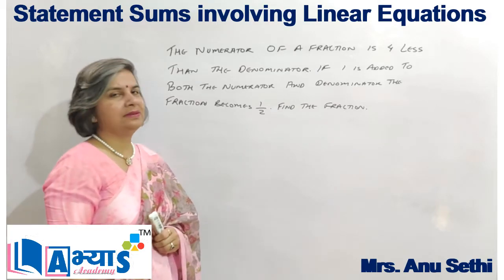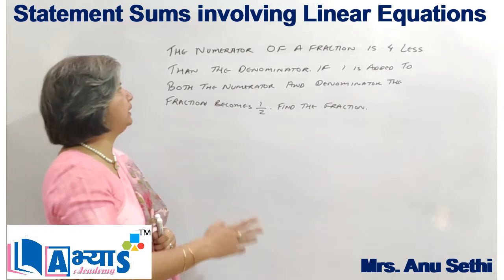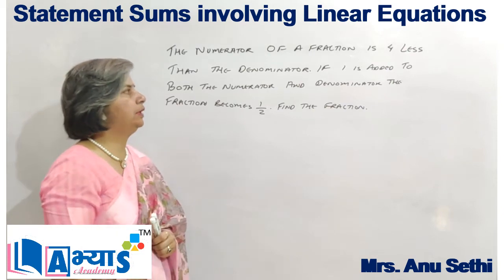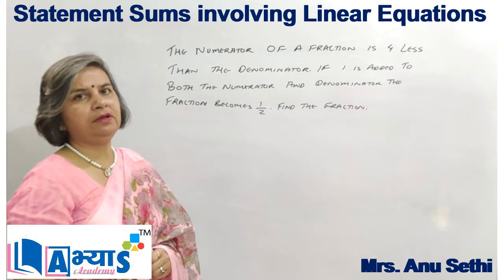Now let us take an example. We are given a question in which the numerator of a fraction is 4 less than the denominator. And if 1 is added to both the numerator and the denominator, the fraction becomes half. We have to find the fraction.